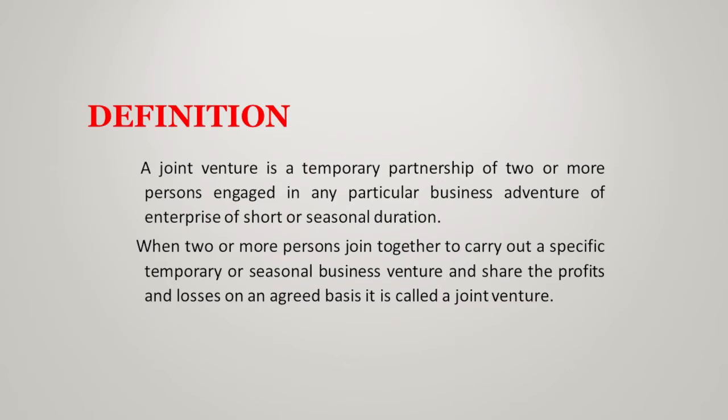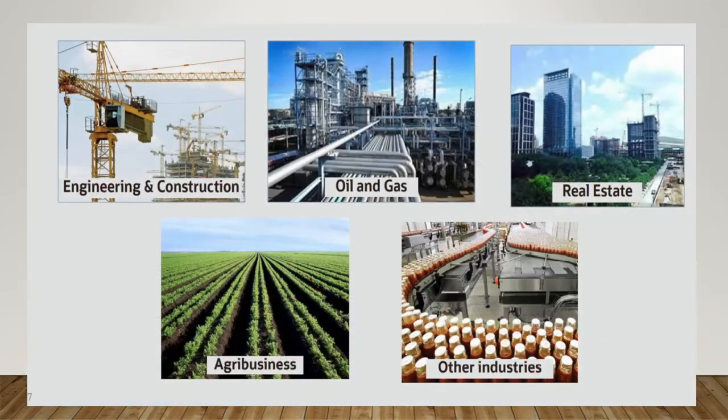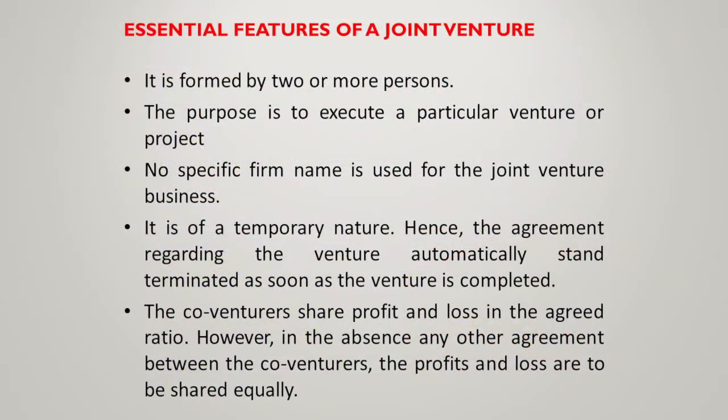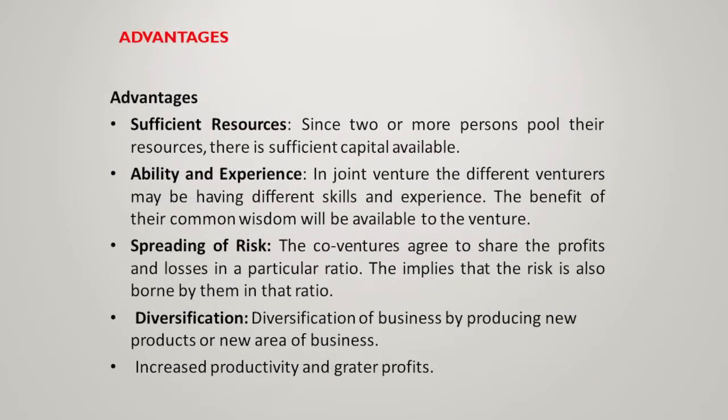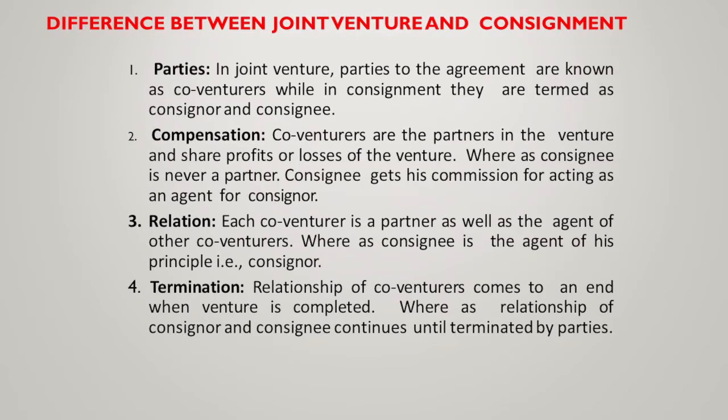Definition: it's a temporary partnership, more than two persons engaged in a particular business or venture for a short term. It is called a joint venture. Venues, possible venues for joint venture, features, advantages, disadvantages, joint venture and consignment.